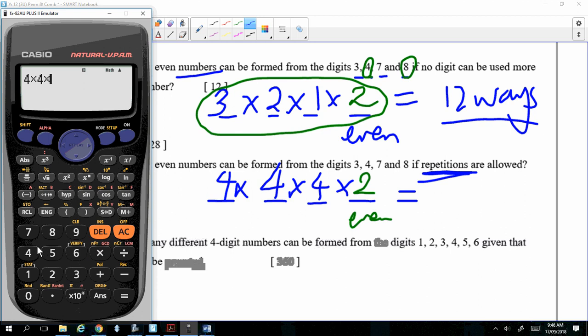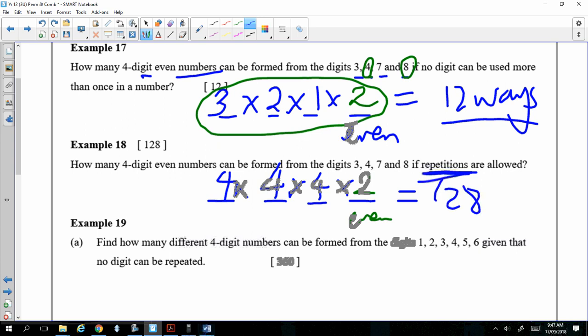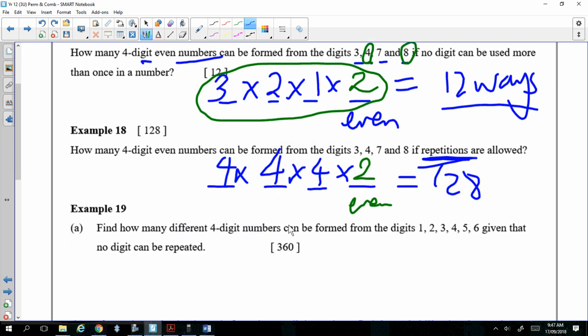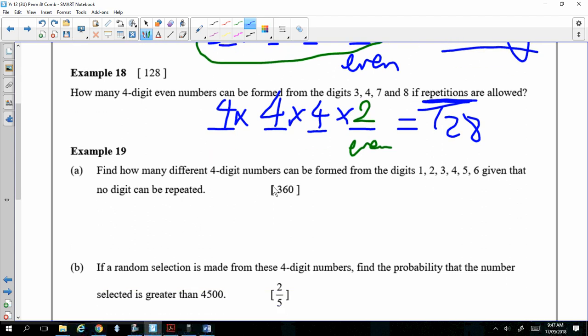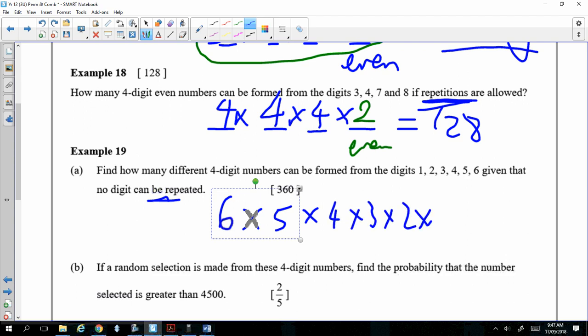Next question. How many 4-digit numbers can be formed from digits 1 to 6 given no digits can be repeated? All right, let's go through that. So I'm going to ask the students. Have a try. Aaron, 19A. Yep, that's good. No digit can be repeated. 4, 3, 2, 1. And when you see this, they say, okay, factorial. Don't go factorial straight away. Only after you're confident that it's going to be factorial, then you write factorial. Let's try, see if it works.